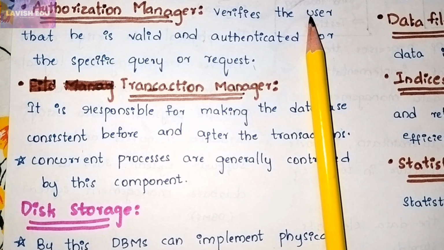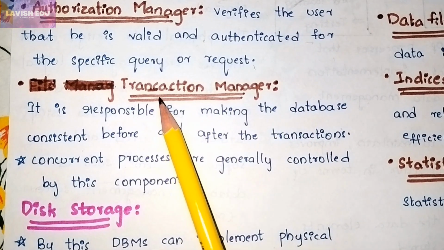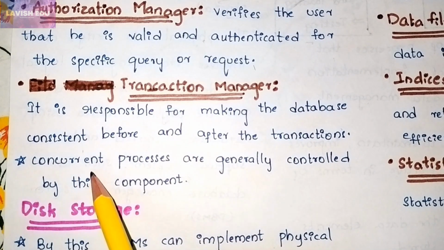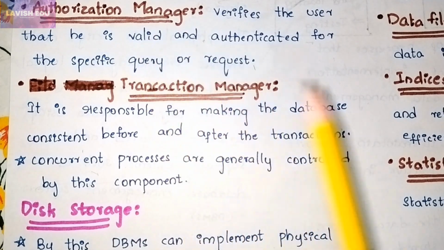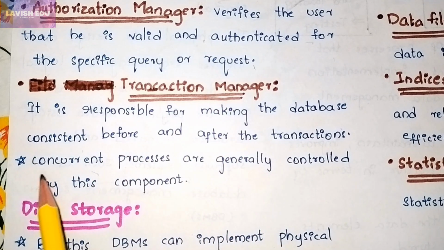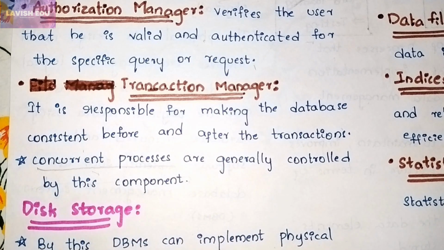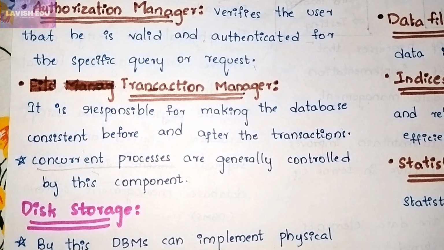And concurrent processes are generally controlled by this component. Concurrent processes are nothing but concurrent transactions. If a transaction is performed now, another person transferring to the same account can also do so. This process of multiple transactions is concurrent processing, and it can be controlled by this transaction manager.